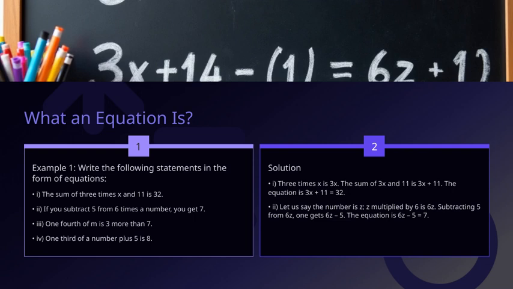Next, look at the statement, if you subtract 5 from 6 times a number, you get 7. To set this up, let's call the number z. 6 times that number is 6z. Subtracting 5 from 6z gives us 6z minus 5. And since the result is 7, the equation is 6z minus 5 equals 7. The key point here is that each statement describes a relationship that can be expressed with symbols. We identify the parts, translate words into mathematical expressions, and then connect them with an equal sign to form an equation. This process helps us understand and solve real-world problems more effectively.